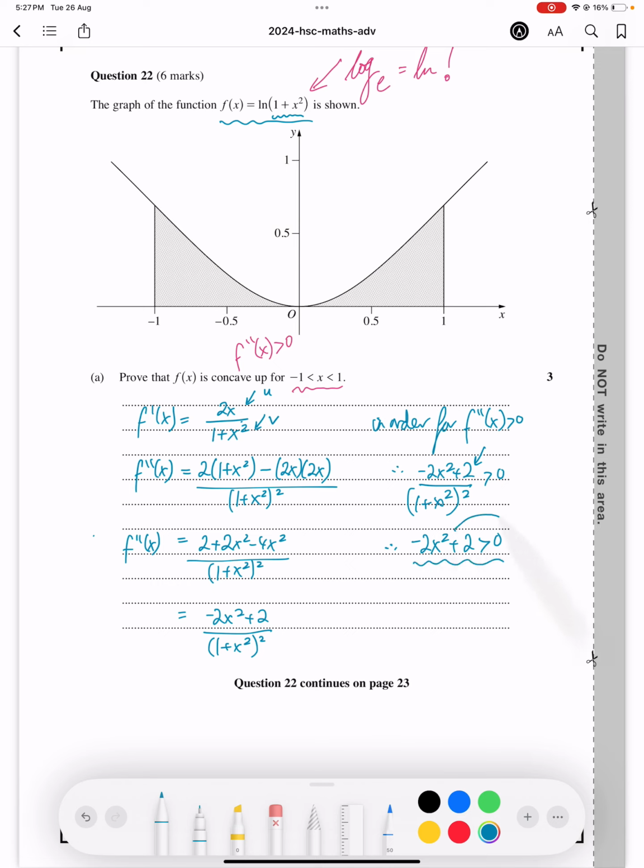If we move everything to the other side, that would mean that 0 is greater than the 2x squared minus 2. That would mean that the 2x squared minus 2 is actually less than 0. If we take 2 out as a common factor, we get x squared minus 1. And so dividing everything by 2, we get x squared minus 1 is less than 0. Factorize that, we get x minus 1, x plus 1 is less than 0.